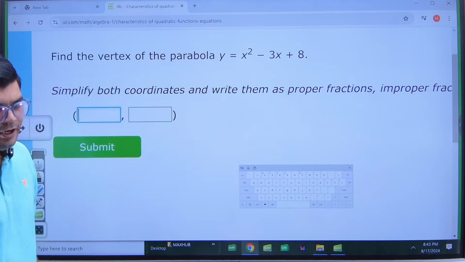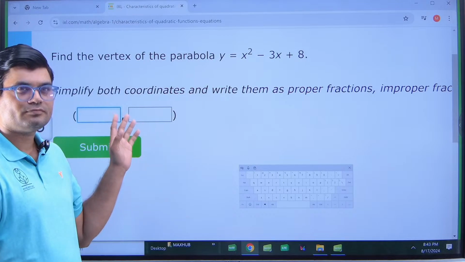Keshav, beta, you are in which grade? 8.3.